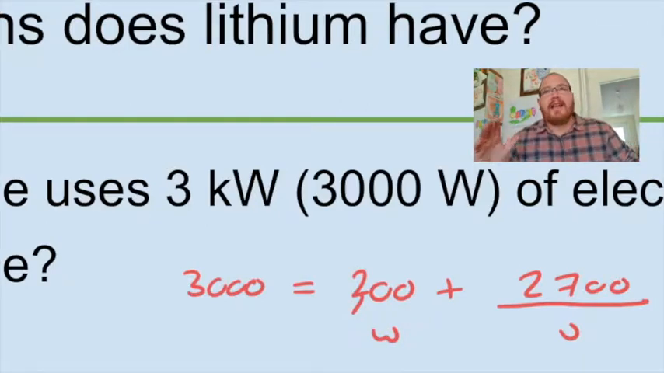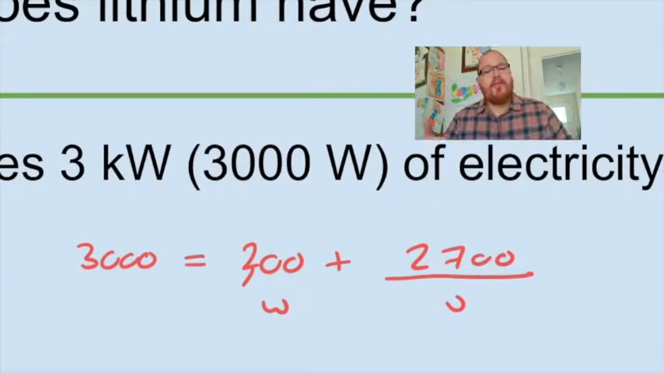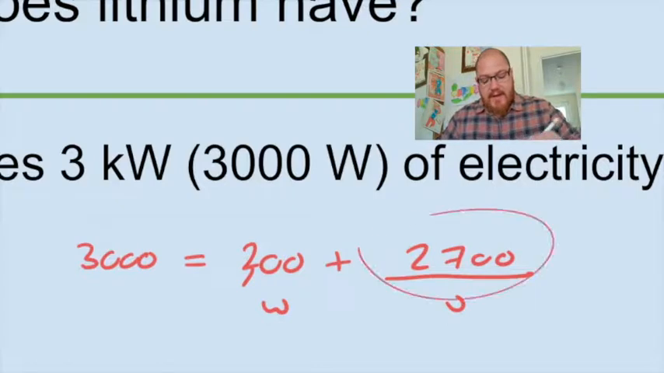Energy cannot be created or destroyed. It can only be transferred. So the energy going in must equal the energy coming out. So I've got 3,000 going in, so I need 3,000 watts coming out. And I've got 300 as sound. So therefore, 300 plus something must equal 3,000. And that something is 2,700. So that's my useful energy, heat.